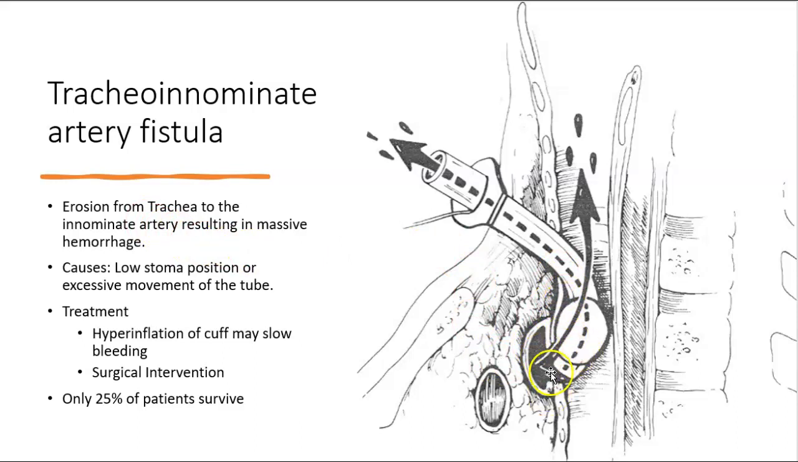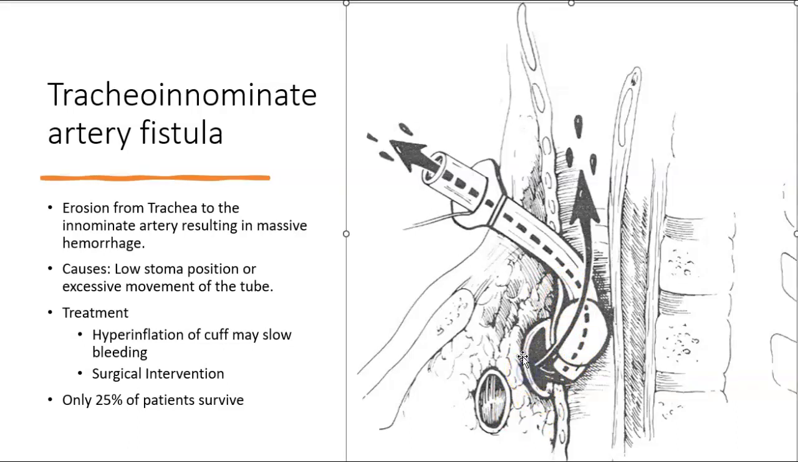Typically, it's because of the stoma positioning. If this happens to you, again, a very rare occurrence, you can try to hyperinflate the cuff to use the cuff to hold pressure to that and slow the bleeding, and get the patient in for surgical intervention as quickly as possible. But these patients rarely survive because they bleed out so quickly.